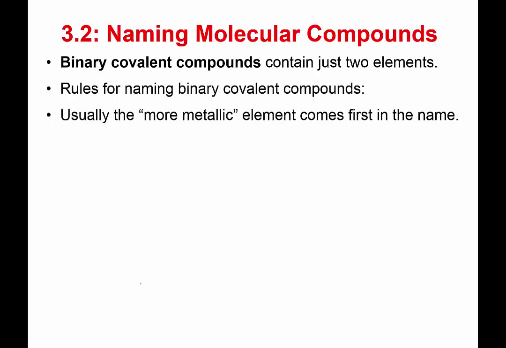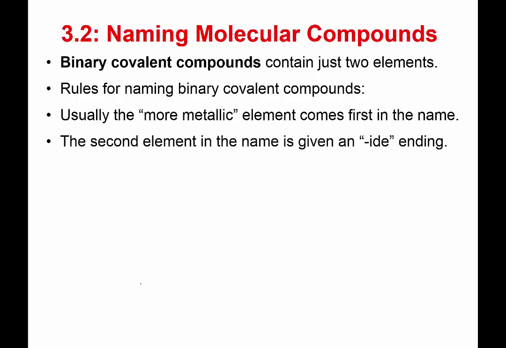So first of all, you have to decide which element is going to go first in the name and which will be second. And that's not always obvious, but the general rule is the element that's closer to being a metal will come first. So that means the element further to the left or maybe further down in the periodic table comes first. And then the second element, we change the ending of its name to IDE. So for example, chlorine ends in INE becomes IDE. So chlorine becomes chloride. Oxygen, when it's the second element in the name, becomes oxide, and so on.